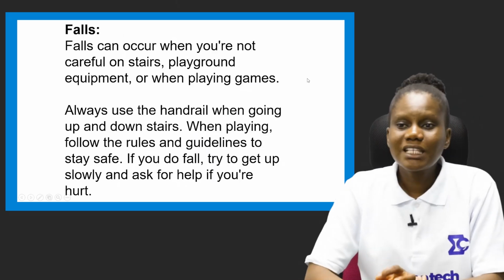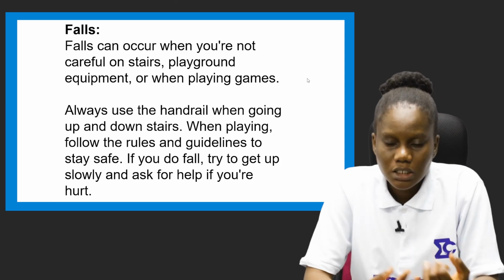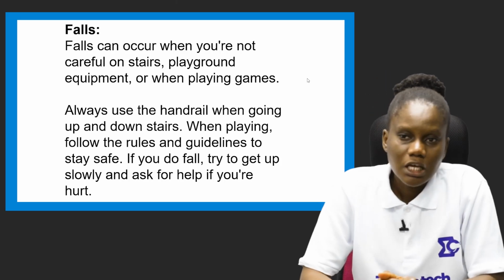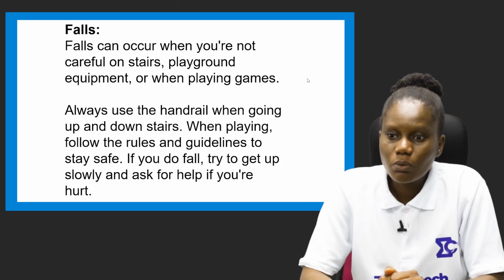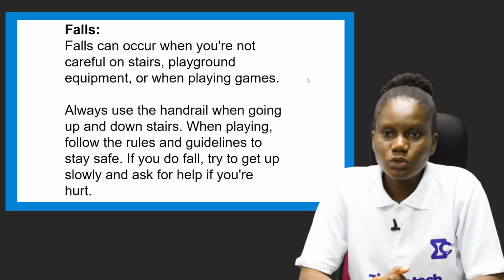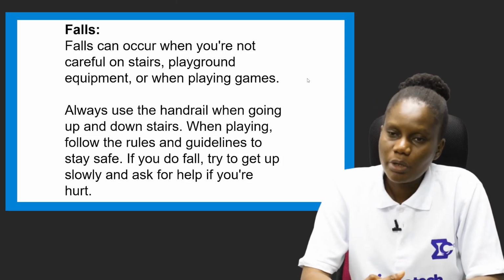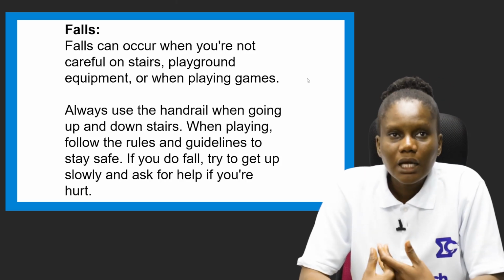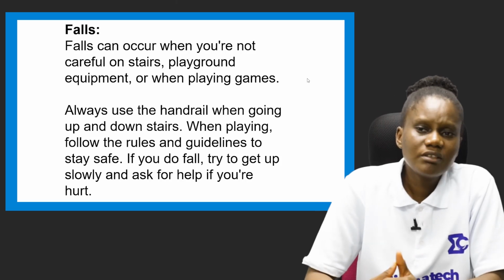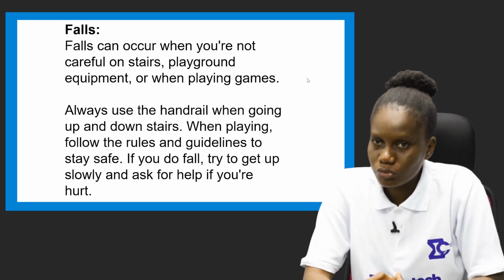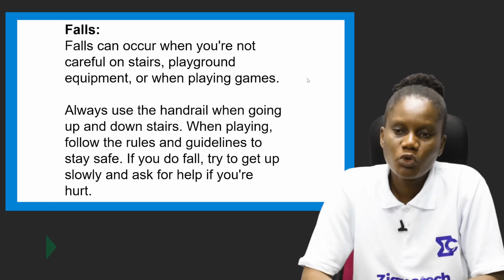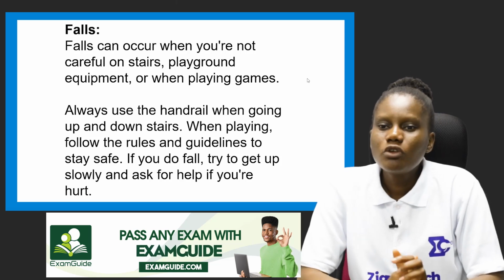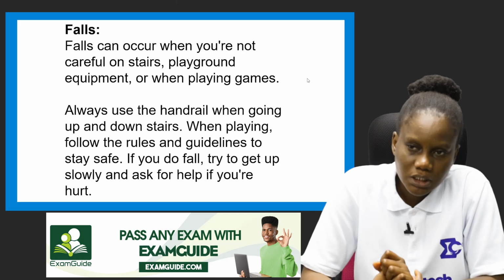Falls can occur when you are not careful on stairs, playground equipment, or when playing games. Maybe you're rushing down the stairway or rushing up and you're not being careful, you can miss your step and fall. Even on playground equipment, if it is bad, as we earlier discussed in one of our videos, you can fall there. Or when playing football, in the process of running, you can slip and fall. Always use the handrail when going up and down stairs.